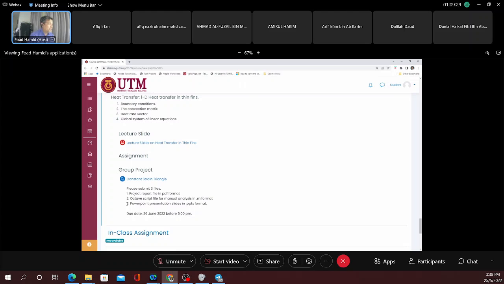So what do you need to submit? The report file in PDF, and the Octave script in .m format. This is similar to MATLAB. Please do not use MATLAB. I do not have MATLAB on my PC, because for MATLAB you have to have a license, and you have to connect to the license through UTM. So I am using Octave, which is sort of a clone of MATLAB, but it works as well as MATLAB.